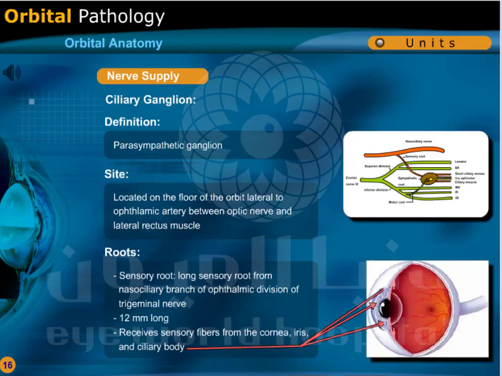Ciliary ganglion. This is a parasympathetic ganglion located on the floor of the orbit lateral to the ophthalmic artery between optic nerve and lateral rectus muscle. Roots. Sensory root. Long sensory root from nasociliary branch of ophthalmic division of trigeminal nerve, 12 millimeters long. Receives sensory fibers from the cornea, iris, and ciliary body.